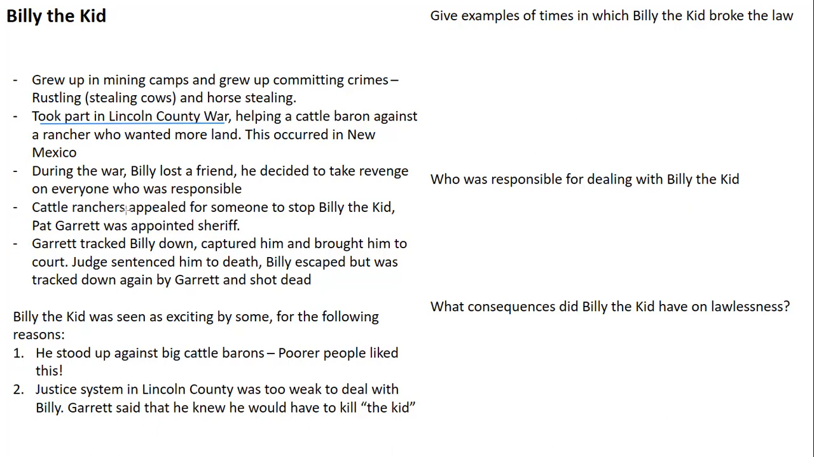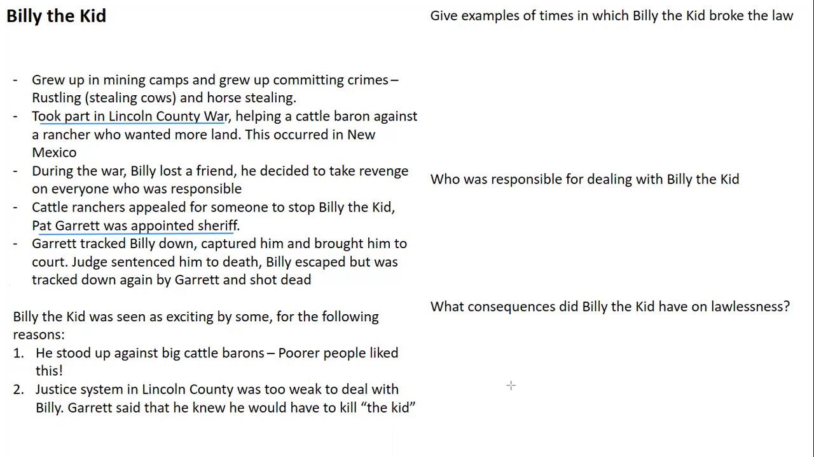So cattle ranchers appealed for someone to stop Billy the Kid, and Pat Garrett was appointed the sheriff. Garrett tracked Billy down, captured him, brought him to court. The judge sentenced him to death. Billy escaped, was tracked down again, and shot dead. Now, for a lot of people, Billy the Kid was seen as exciting because he stood up to the rich people. And ultimately, poorer people liked Billy the Kid. But it also showed that the justice system in Lincoln County was too weak.